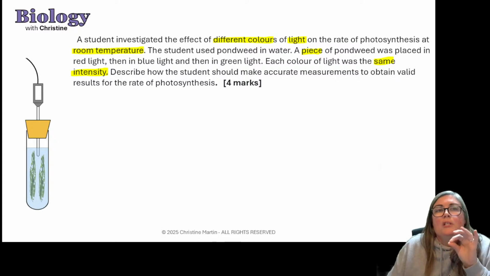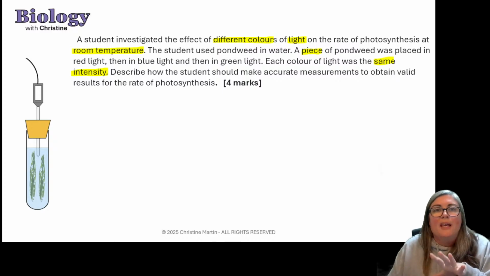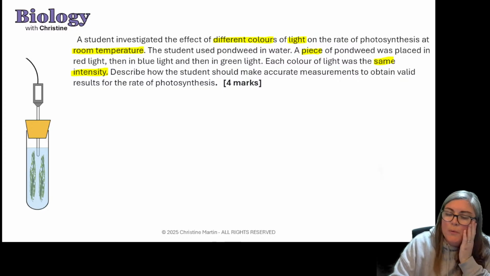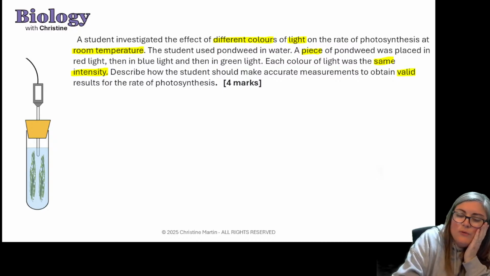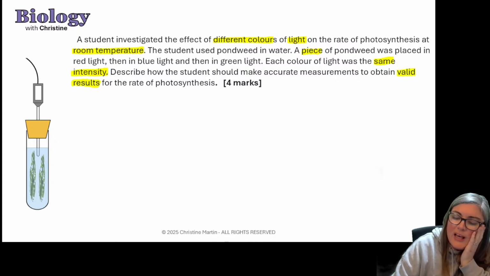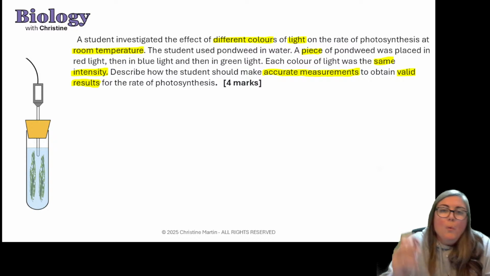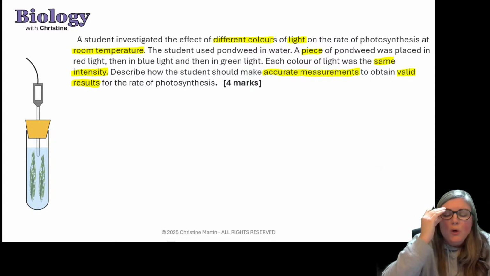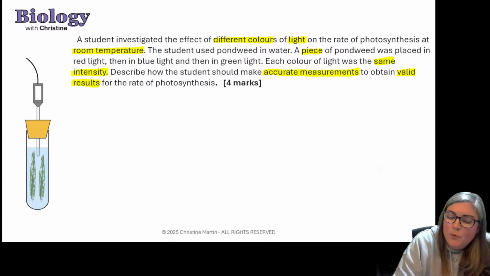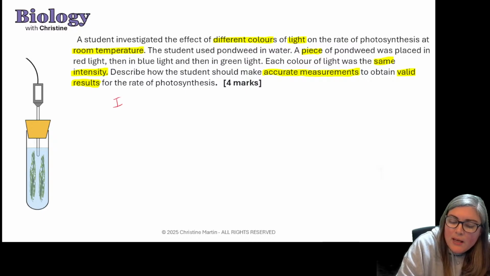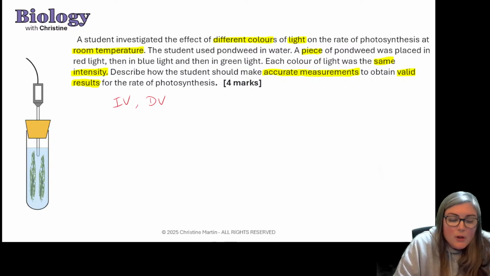And then they want us to describe how the student should make accurate measurements to obtain valid results. So it's really important. We're looking at these accurate measurements and these valid results. So what is it that we want to talk about? Well, remember what I said before. They could ask you about your independent variable. They could ask you about your dependent variable. They could ask you about your control variable.